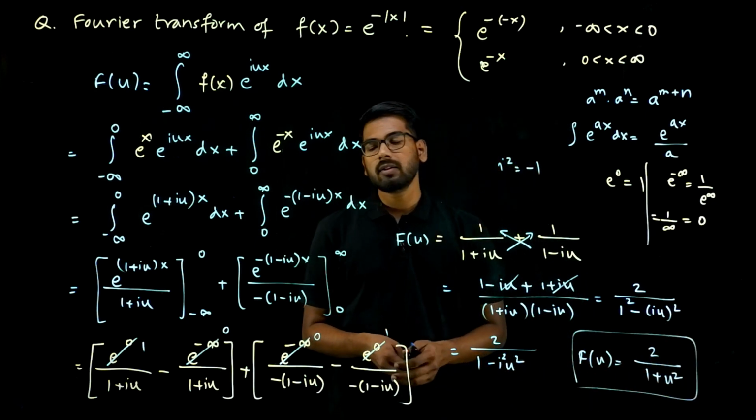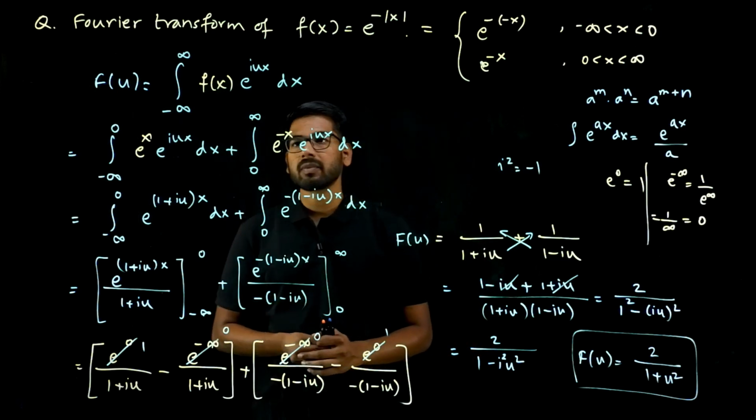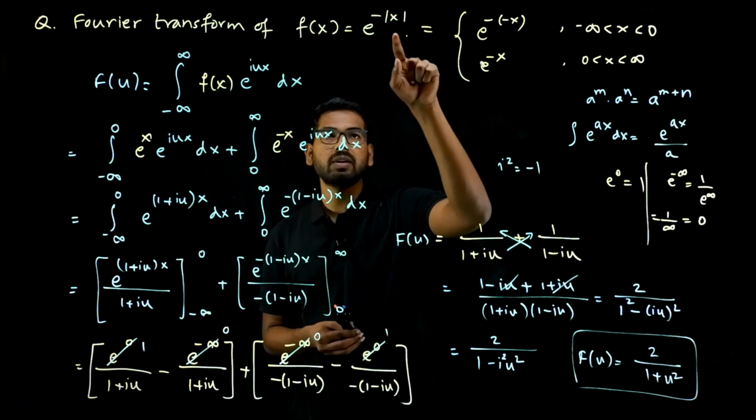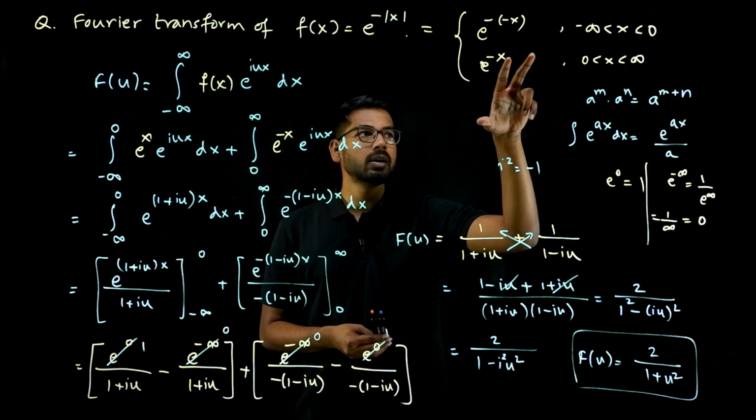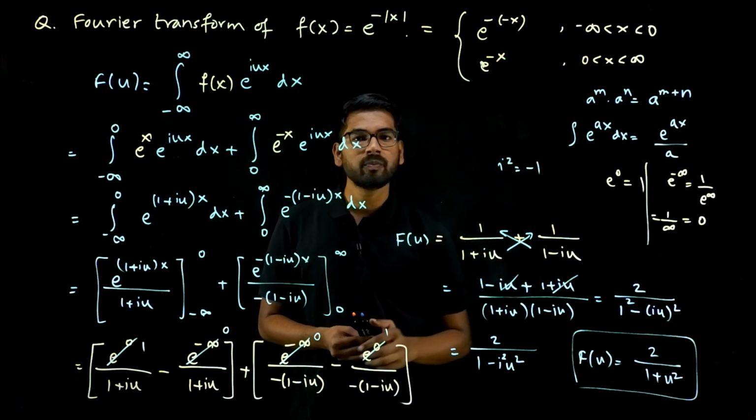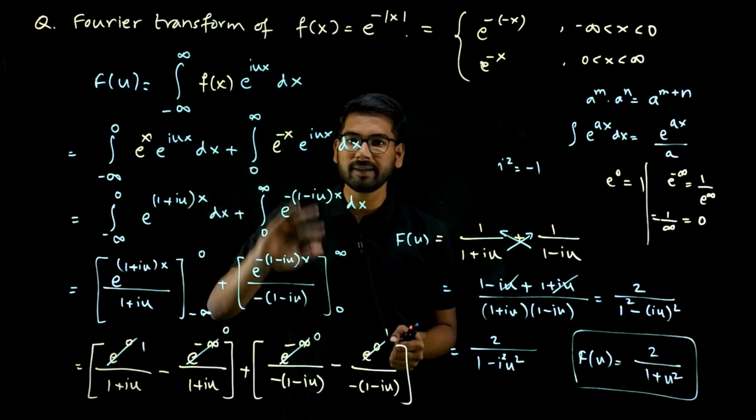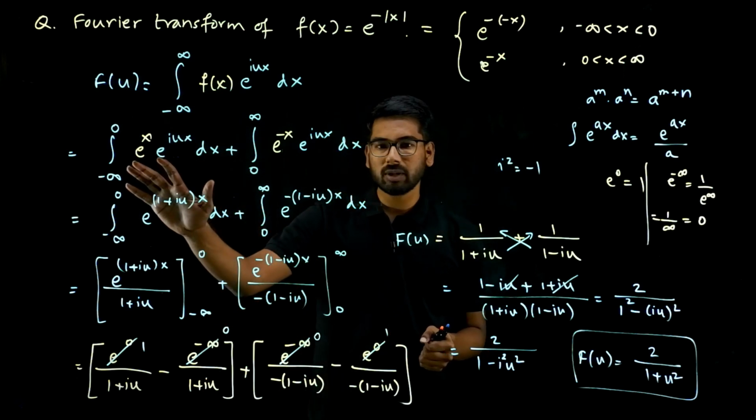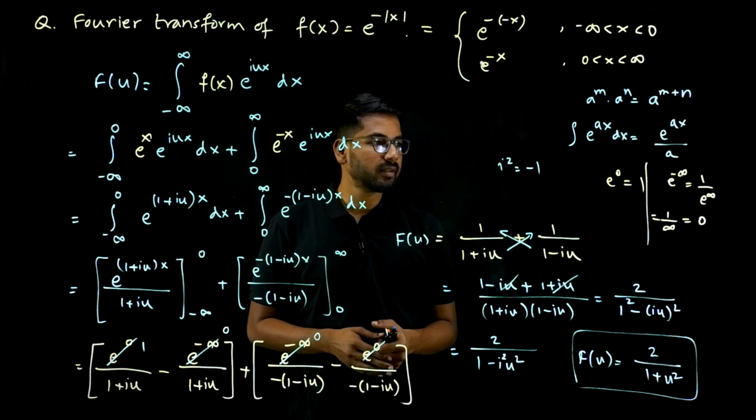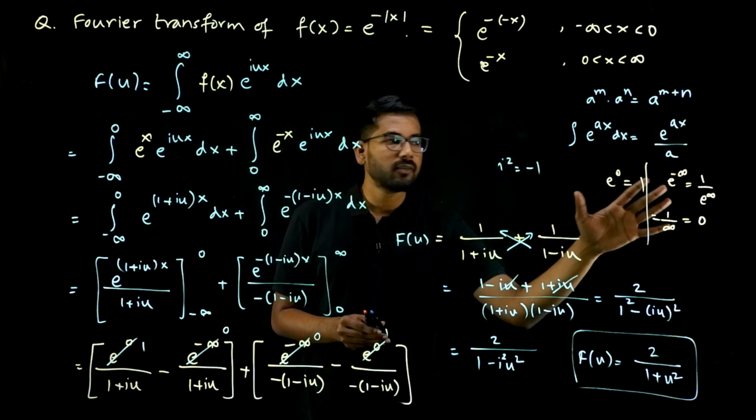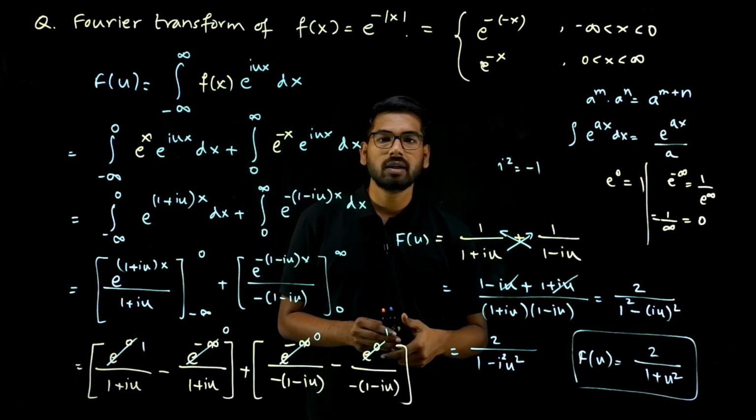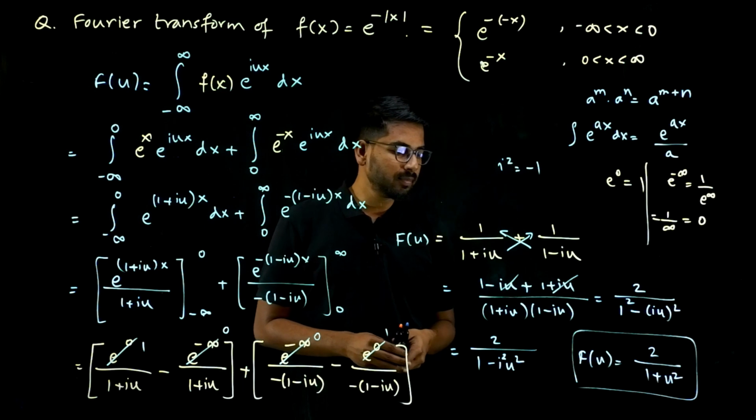So it is a simple problem for 6 marks, except you need to know that whenever you see mod x in the function, you should be able to split the interval into two parts. Then you should be able to integrate the functions you get here and evaluate limits. And you should know all these results of exponents, integration, and e power minus infinity and such things.